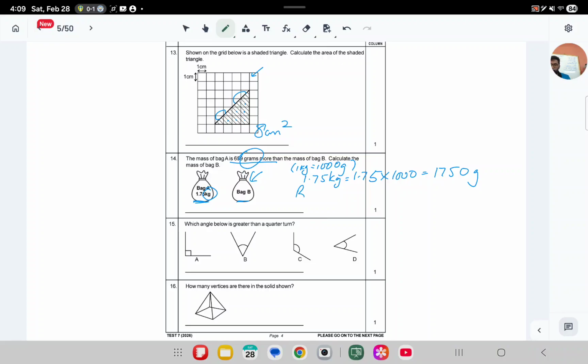To find out the weight of bag B, since it is lighter than A, it will be 1750 grams take away 659 grams. That will give us 1091 grams.